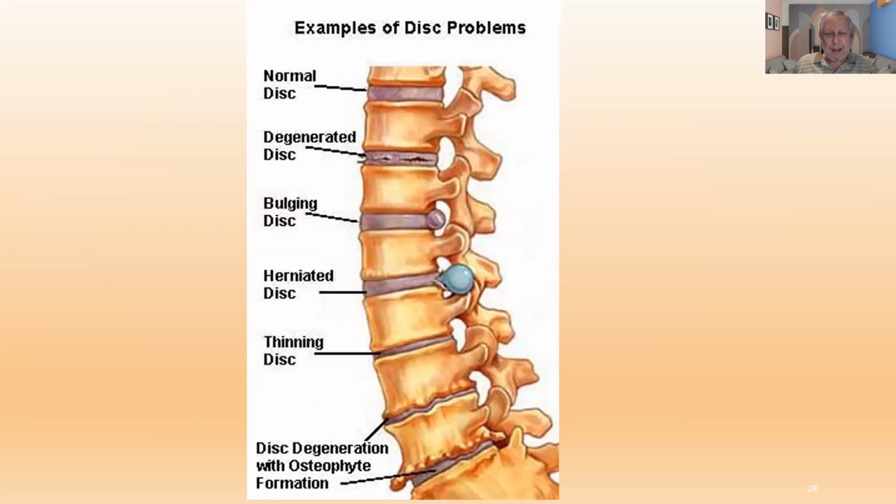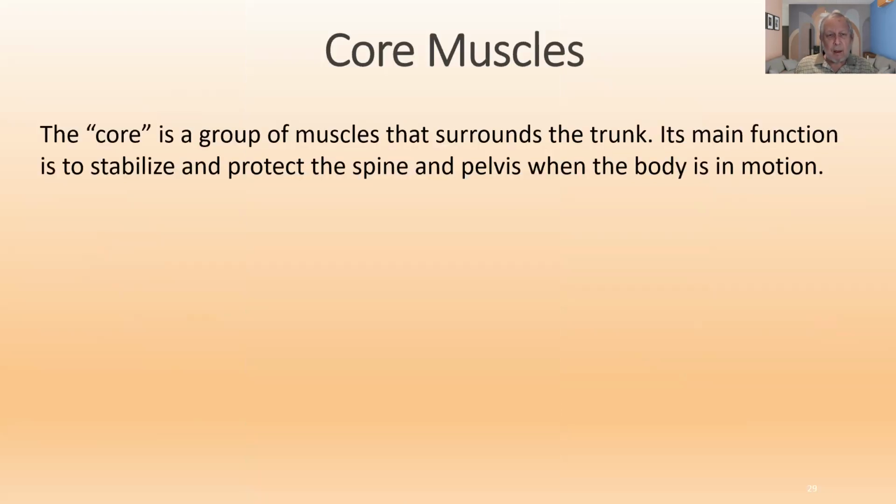The degenerated disc, you can see what's happened there. It's starting to basically come apart. Bulging disc, it's larger than it should be. Herniated disc, it's really blown out there. Thinning disc just gets skinnier, and disc degeneration with osteophyte formation. So any one of those, except for the top one, can be a problem and a painful one at that.